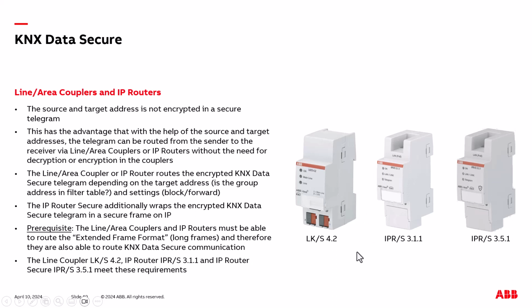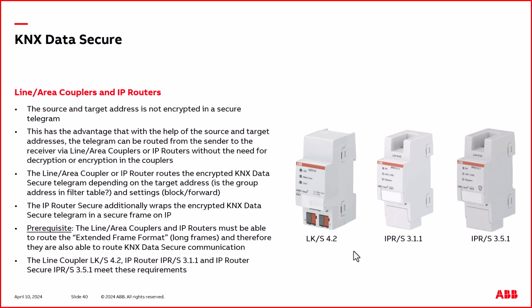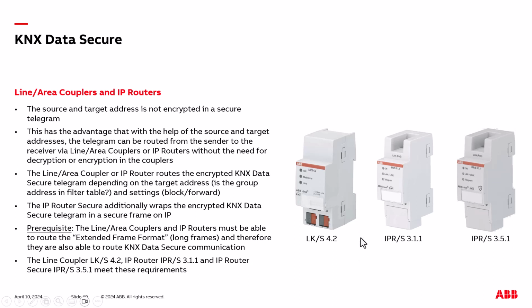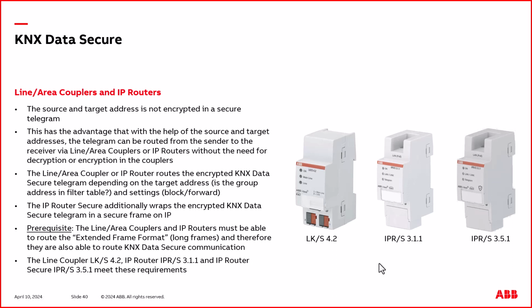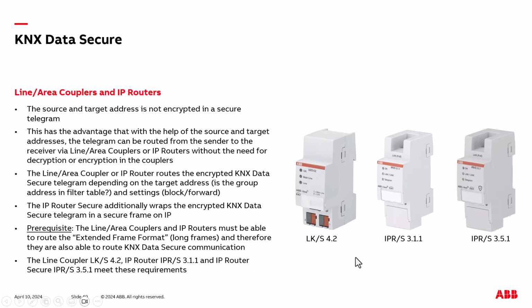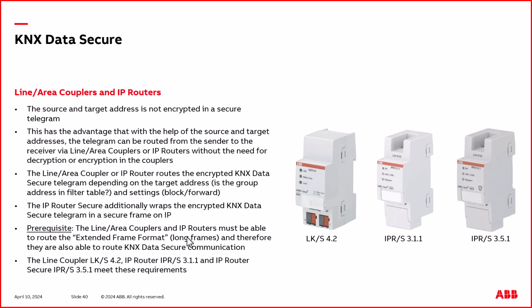Because in our KNX Secure telegram, the target address is not encrypted. So there's no need to decrypt and encrypt again, because the group address, the target address, is in plain. The only thing is that these devices must be able to route the so-called extended frame format, or long frames. These are frames, KNX telegrams, with more content than a standard KNX telegram. And if a device can route this extended frame format, it is also able to route KNX Data Secure communication.